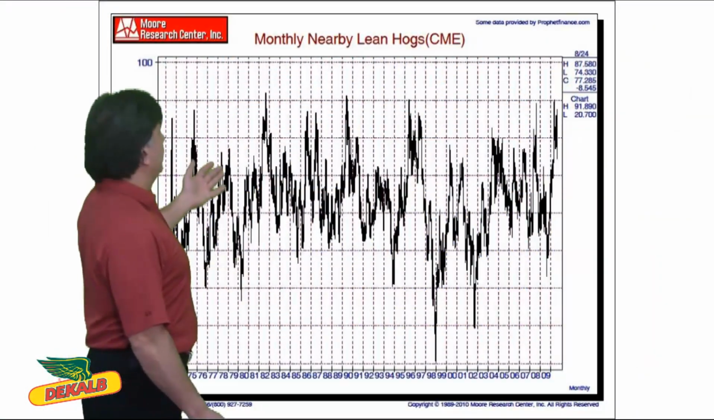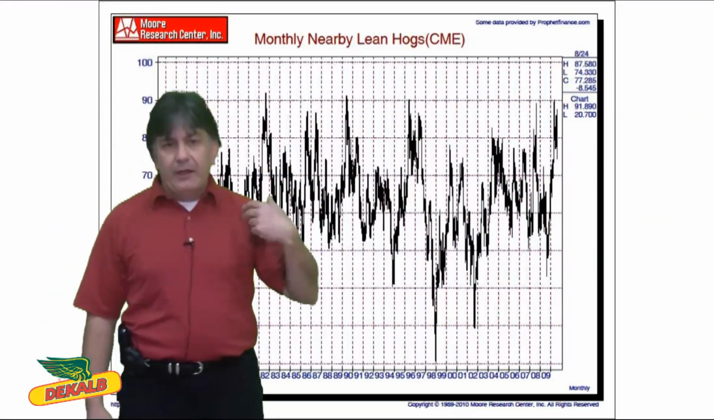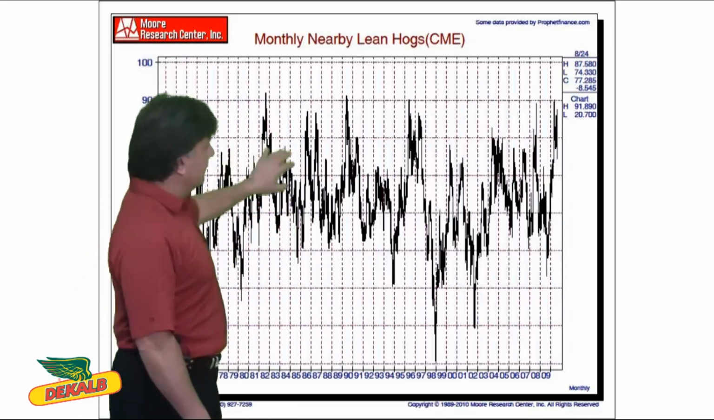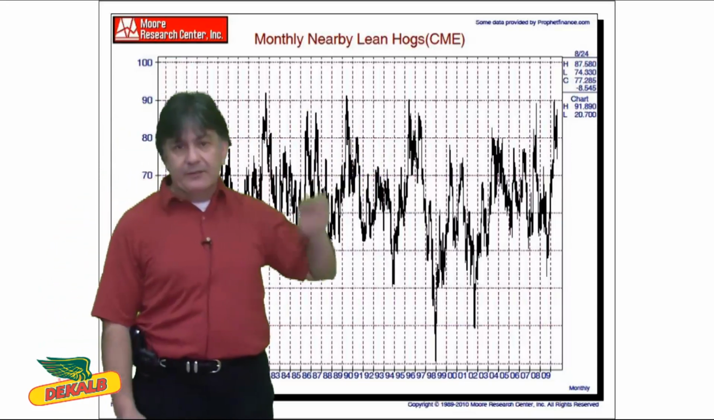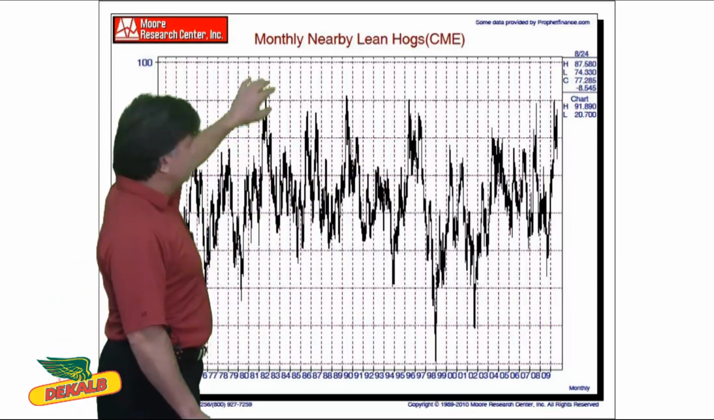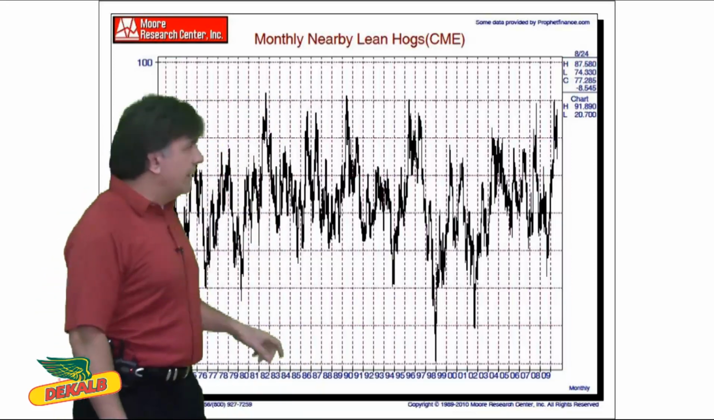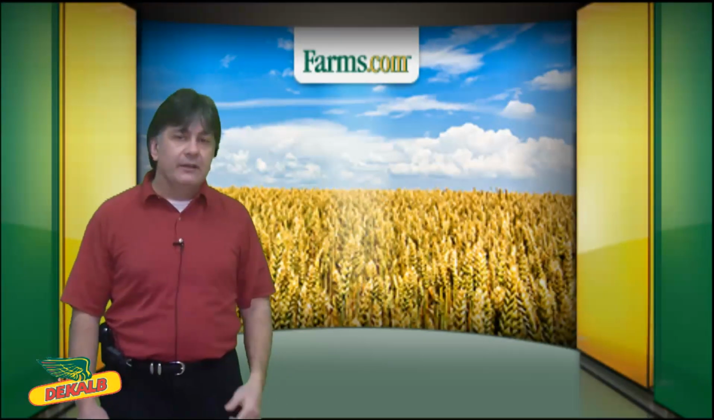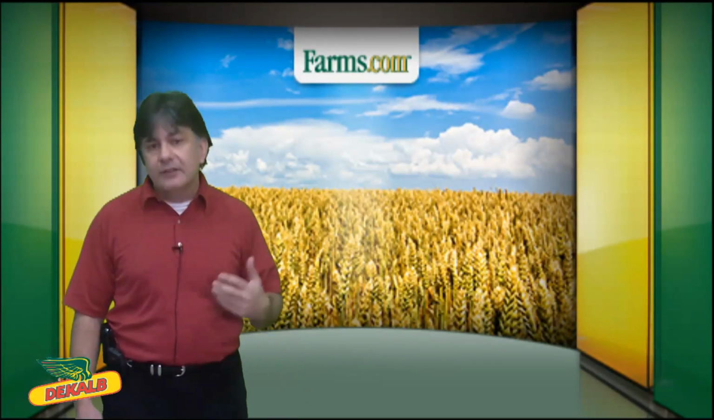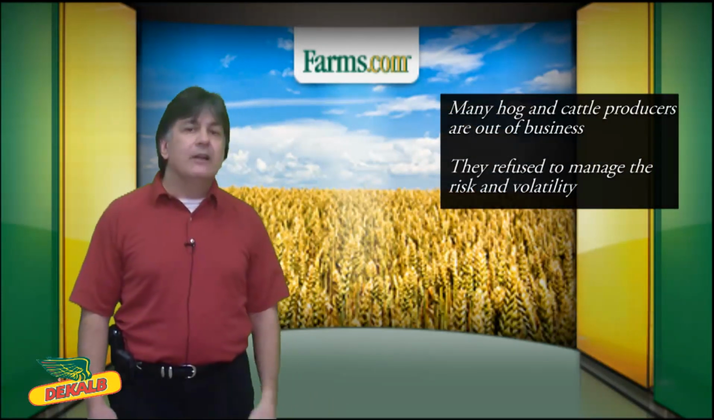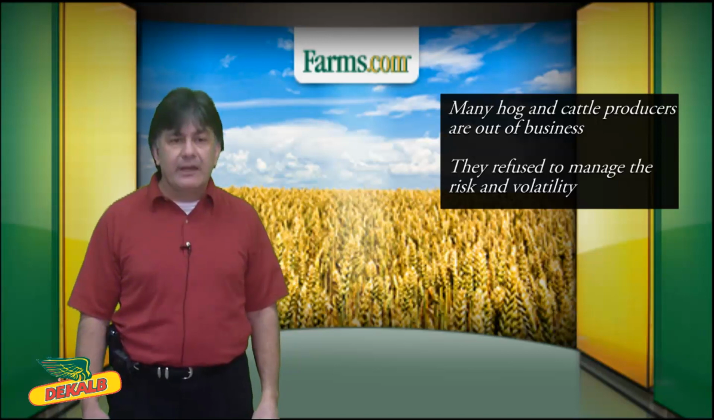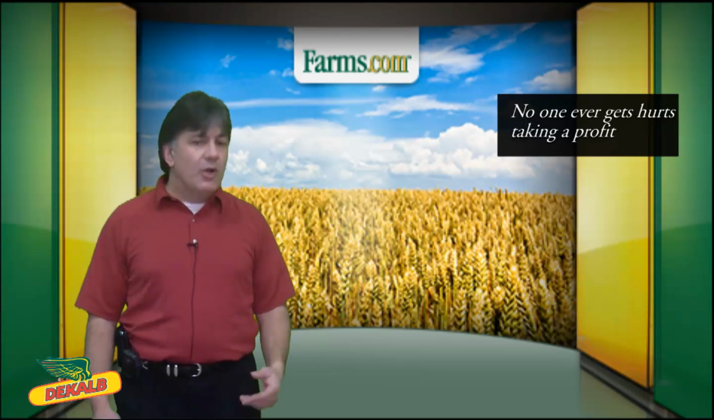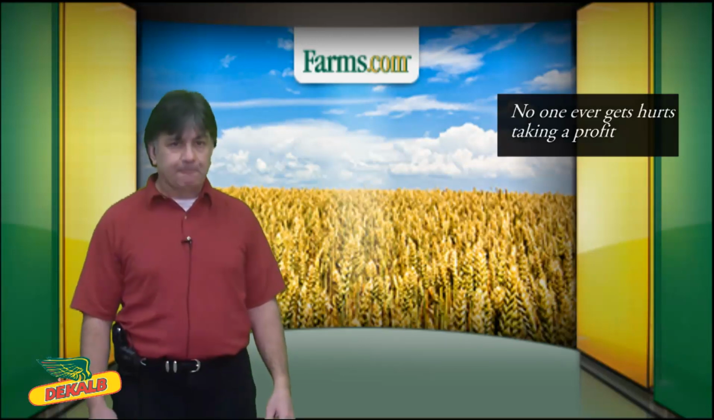This is a prime example of price risk, and it's about a 39-year chart of hogs. This is a very long-term continuous chart, and you can see the volatility from the highs to the lows. And those who manage the risk will ultimately stay in business. Those who do not will experience a lot of lows in terms of that price risk, and in many cases in the last few years there's a lot of cattle and hog producers who are out of business because they refuse to manage that risk. It's like the old saying goes, bulls make money, bears make money, pigs get slaughtered. No one ever gets hurt taking a profit.